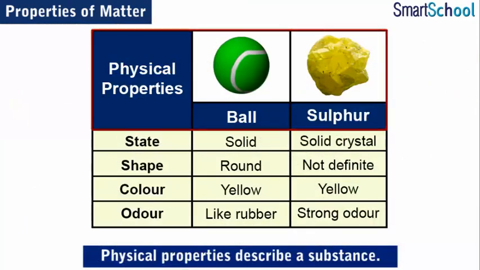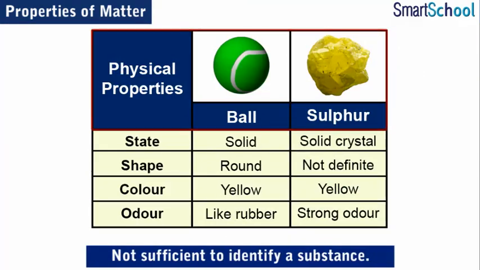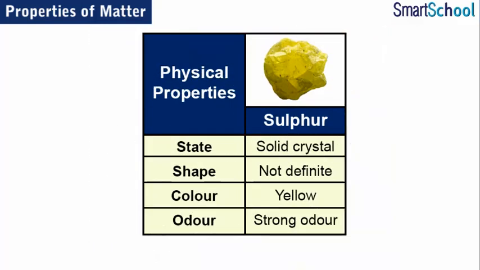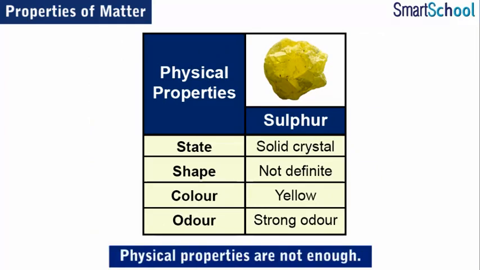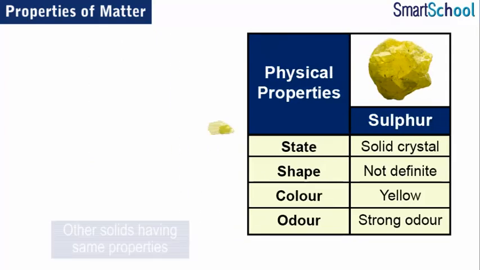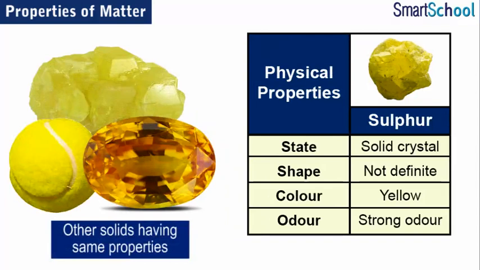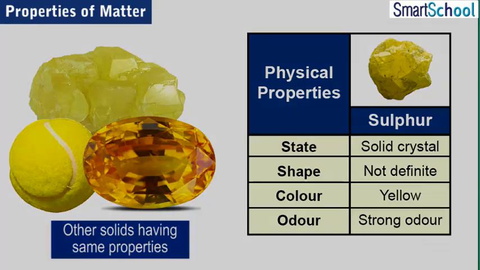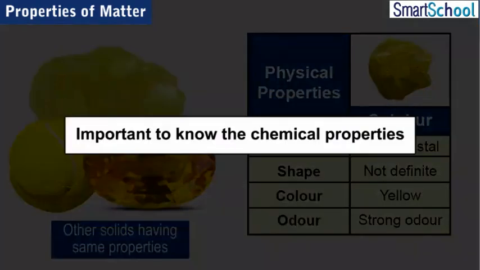Physical properties help us describe a substance. However, the description is not sufficient to identify a substance. For example, seeing that sulfur is something that is yellow and solid and has a strong odor is not enough, because there can be many solids that may have the same properties, including a yellow rubber ball. Hence, it is necessary to also know the chemical properties of a substance to identify it correctly.